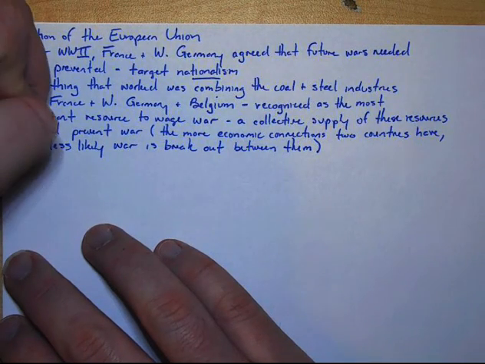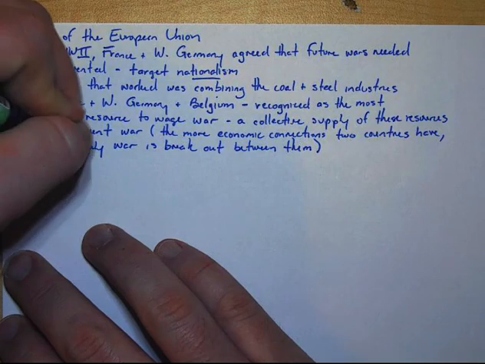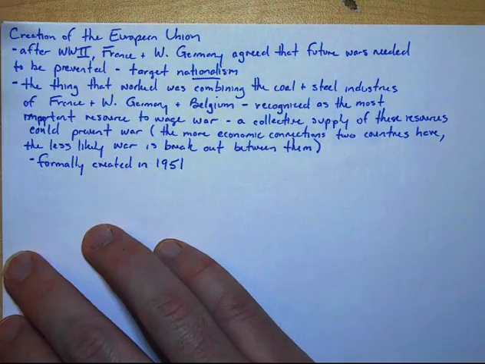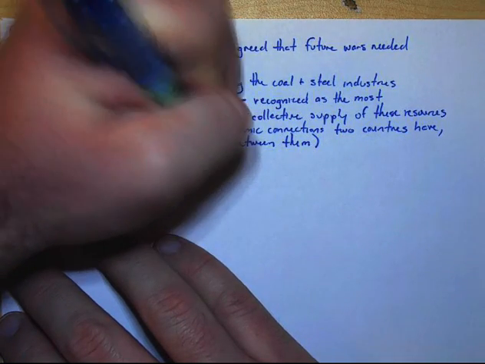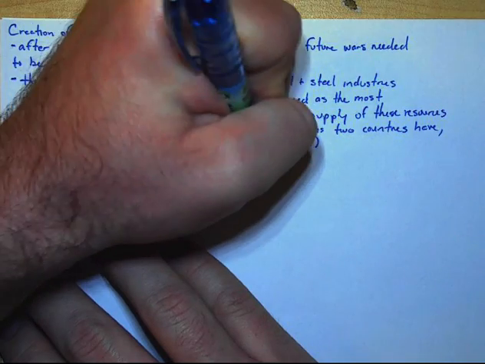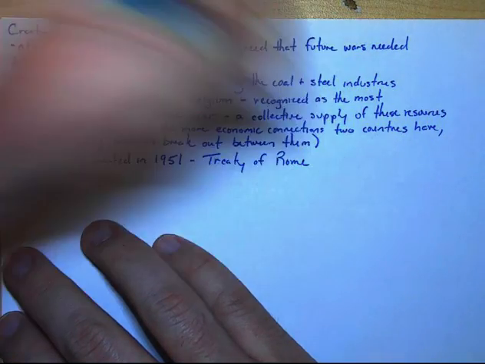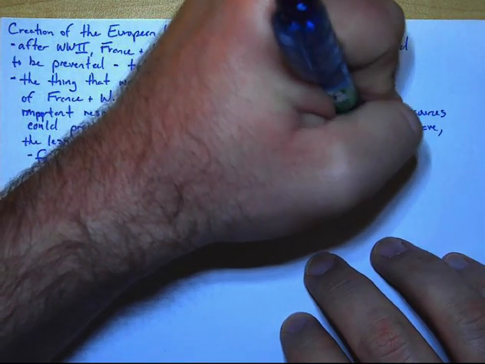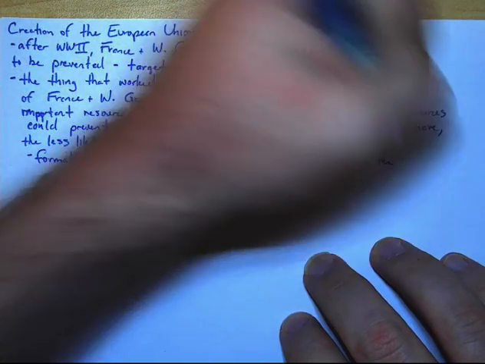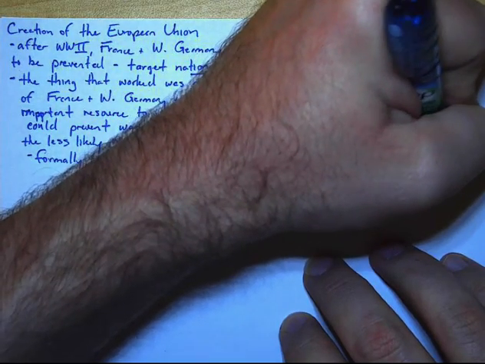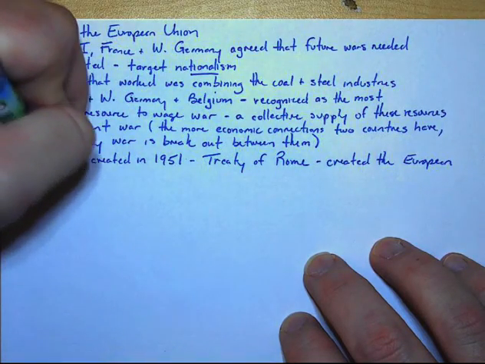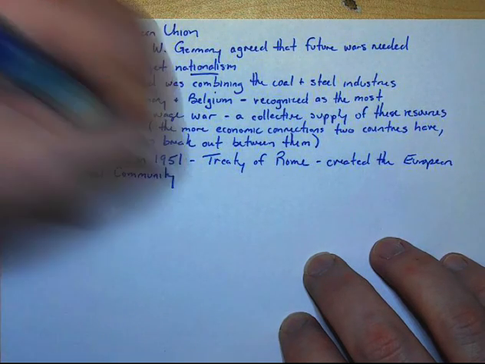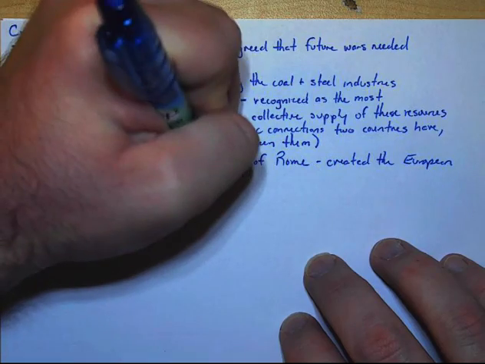This was formally created in 1951 with the Treaty of Rome. The Treaty of Rome created the European Coal and Steel Community, or the ECSC.